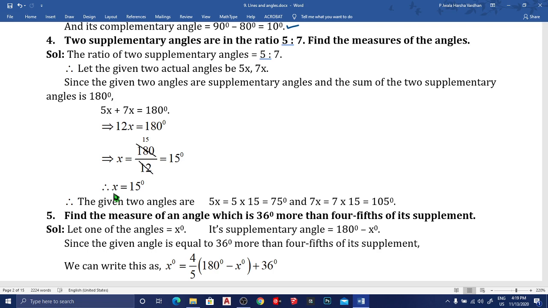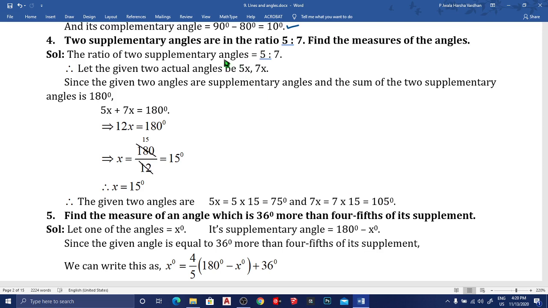So now you know the x value. If you know the x value, you can find the actual values by substituting into 5x and 7x. The two given angles are 5x equal to 5 into 15, which is 75, that is one of the angles, and 7x is the second angle, which is 7 into 15, that is 105. By adding these two, 75 plus 105, you get 180 degrees, because these two angles are supplementary angles.